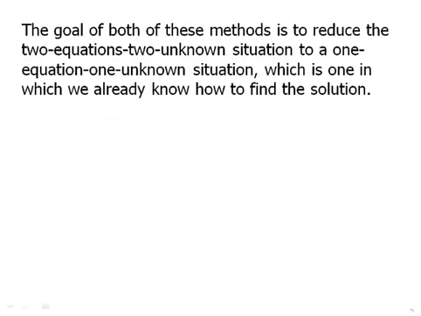The goal of both of these methods is to reduce the two equations, two unknowns situation to a one equation, one unknown situation, which is one in which we already know how to find the solution. So what we're doing, and this is often true of mathematics, is turning a problem we don't know how to solve into a problem we do know how to solve. That's very typical for mathematics.